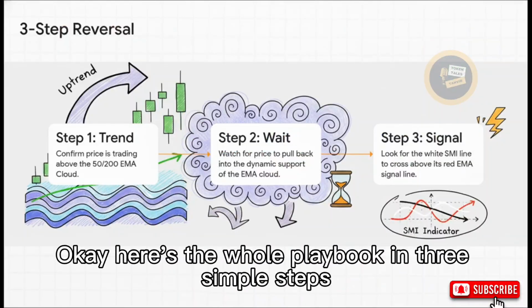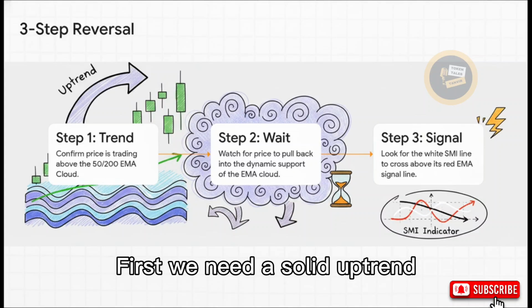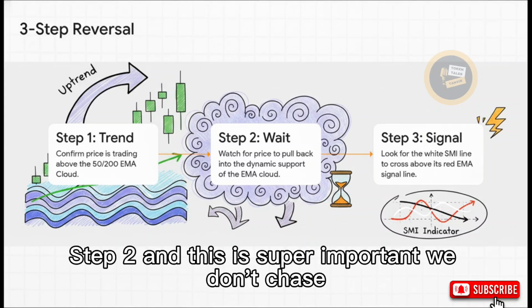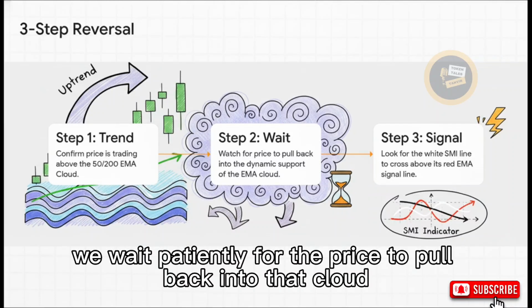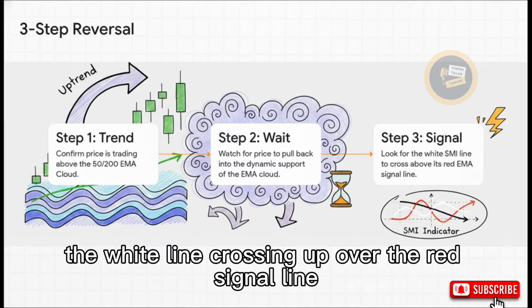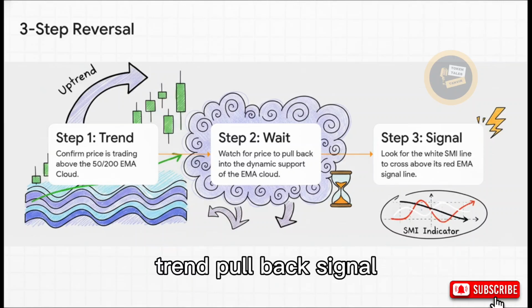Okay, here's the whole playbook in 3 simple steps. First, we need a solid uptrend. How do we know? Price is trading above our cloud. Easy. Step 2, and this is super important. We don't chase. We wait patiently for the price to pull back into that cloud. And third, that's when we look down at our SMI for the trigger, the white line crossing up over the red signal line. Trend, pullback, signal.